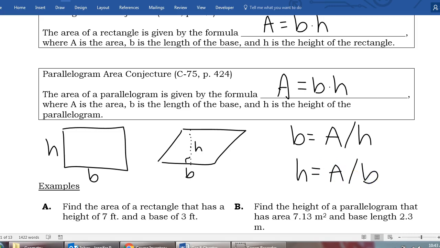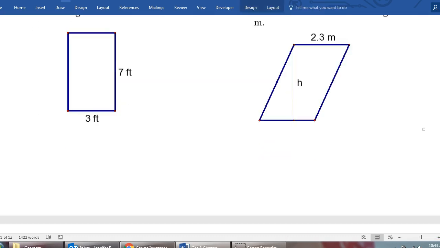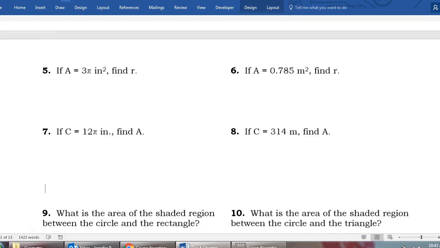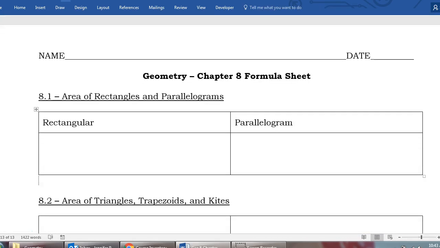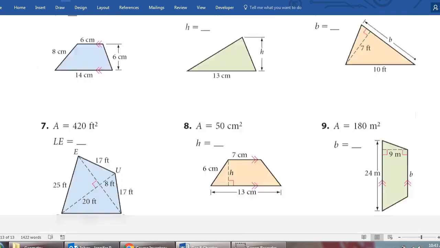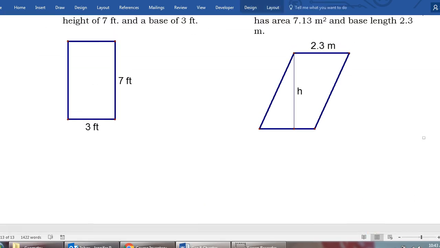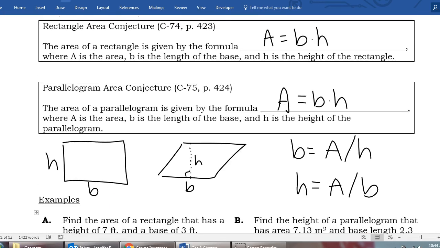Now the last page of your packet does have blank space if you wanted to do all of your formulas on that last page, when we get to 8.2, 8.3, all the different formulas. If you want that, you can use it. Then you're not flipping around to find your formulas. But if you're cool just keeping them on 8.1, that's an option also.